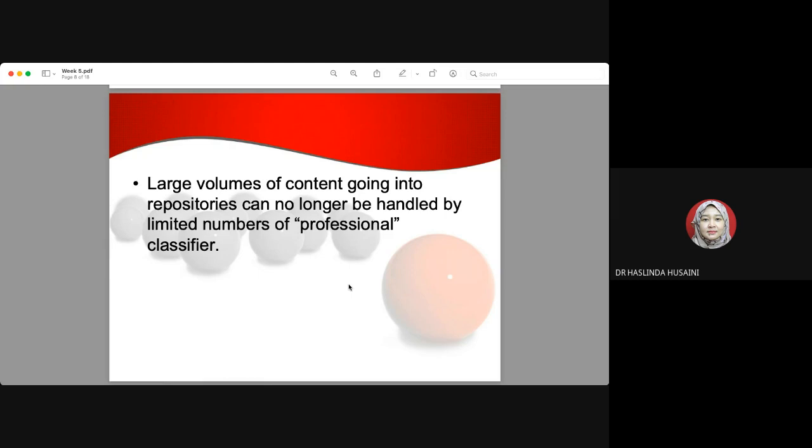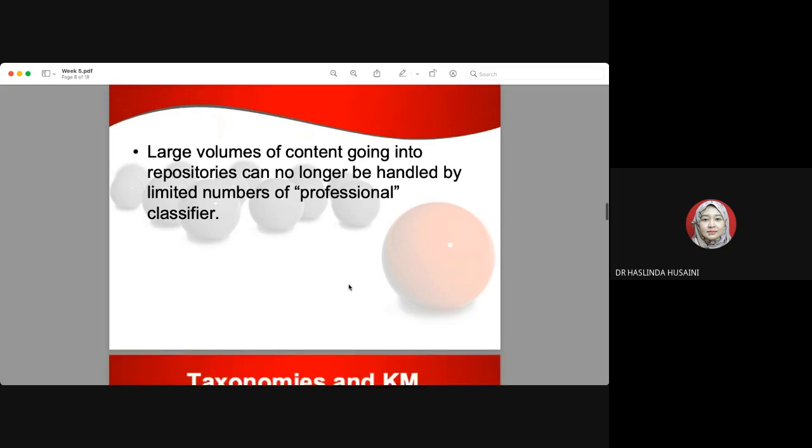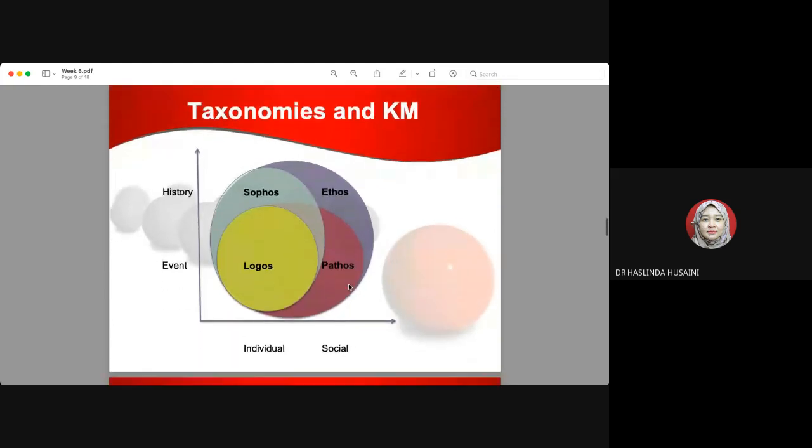Selepas tahun 2000, the awareness of the taxonomy ni digunakan secara meluas. Okay? Dia lebih banyak digunakan after year 2000 when people ataupun corporate world ni, masyarakat corporate ni acknowledge the existence of this taxonomy. Okay?